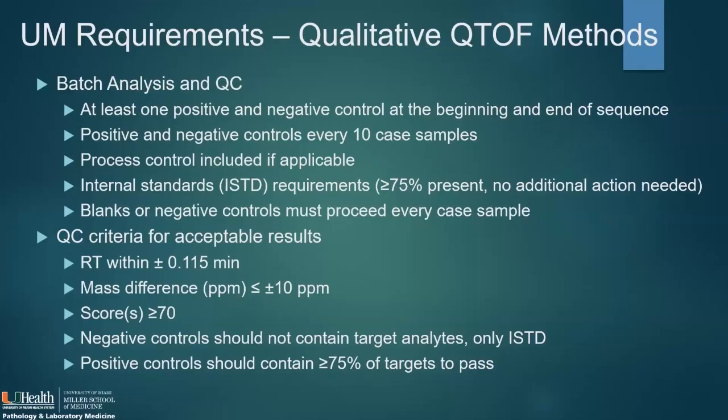Our negative control should not contain any target analytes, only our internal standards, and the minimum internal standard requirements also need to be met by our negative controls. And our positive controls should contain 75% or more of our target analytes in order to pass.